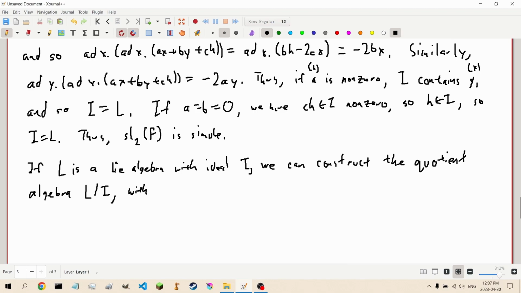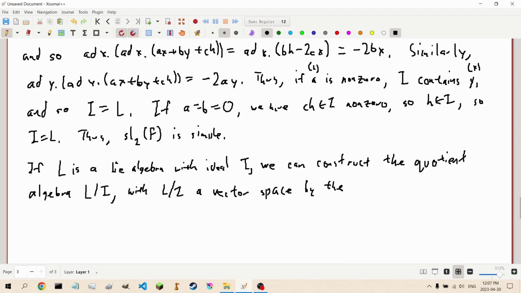This is a vector space. You can hear my family upstairs. You hope, maybe, hopefully not.